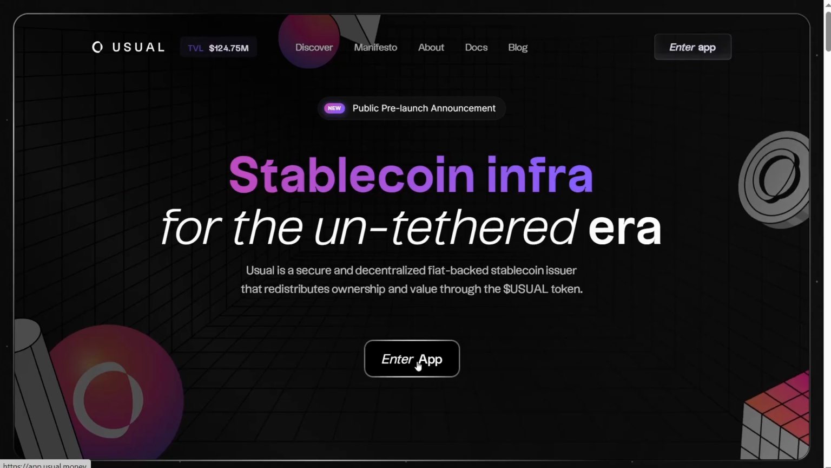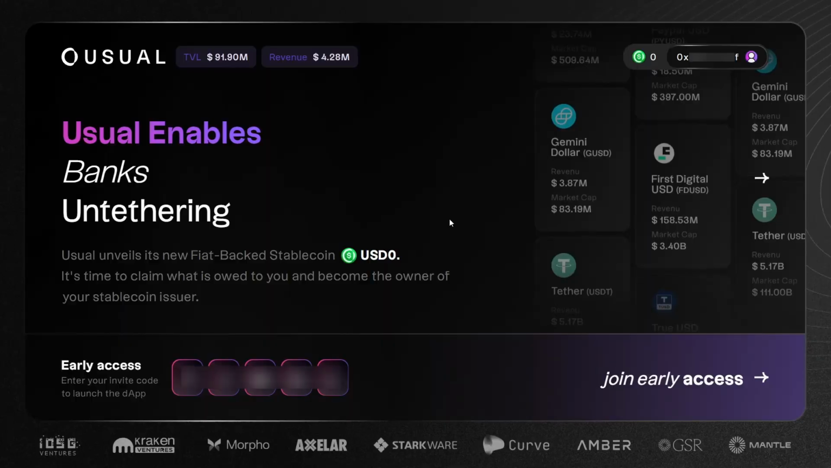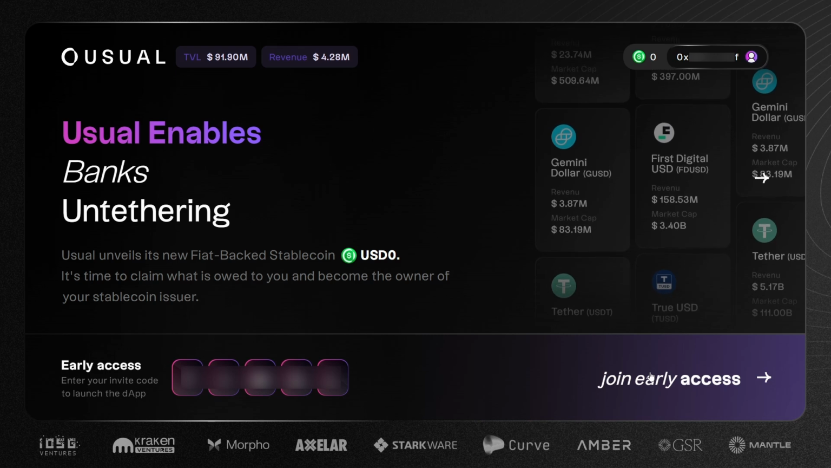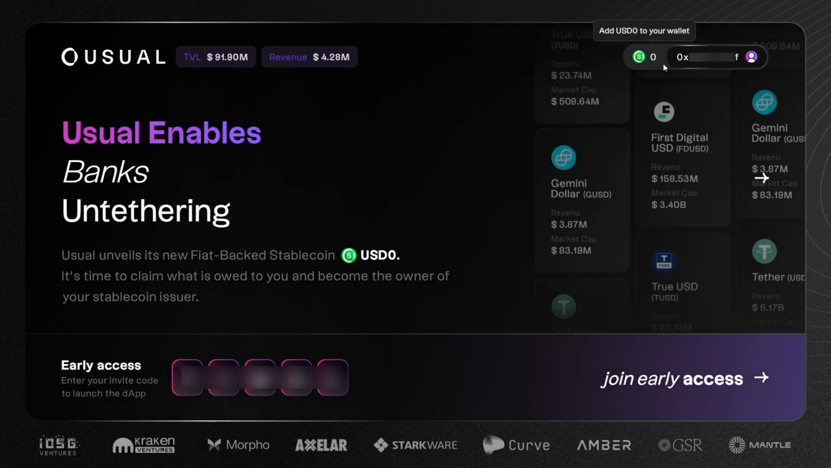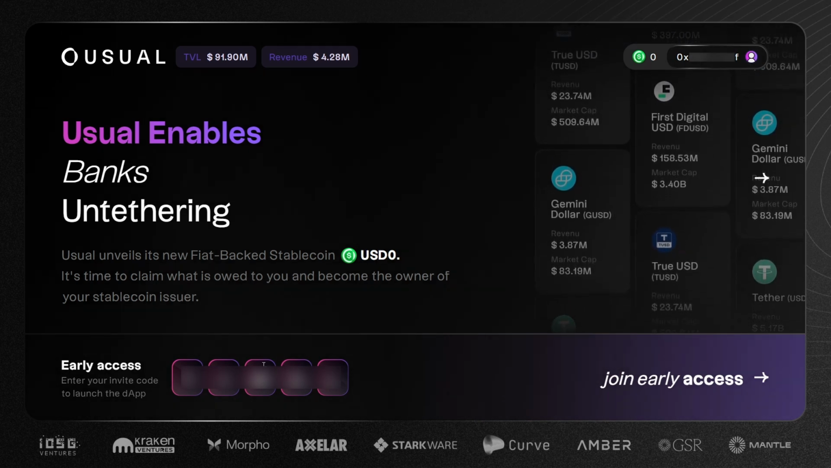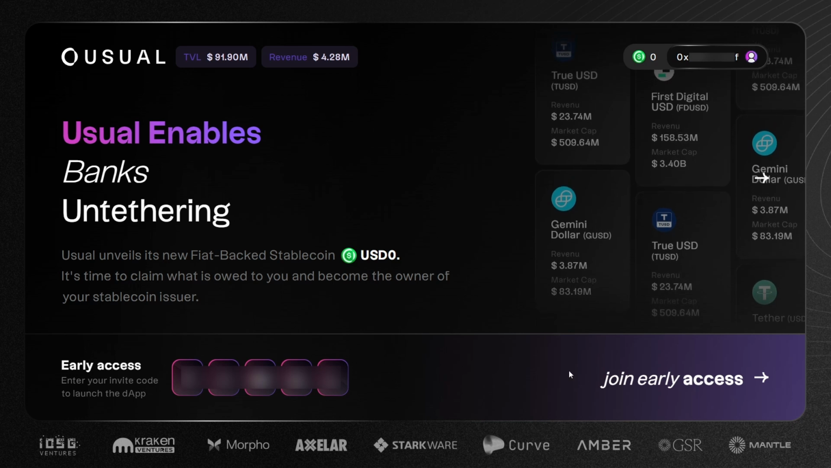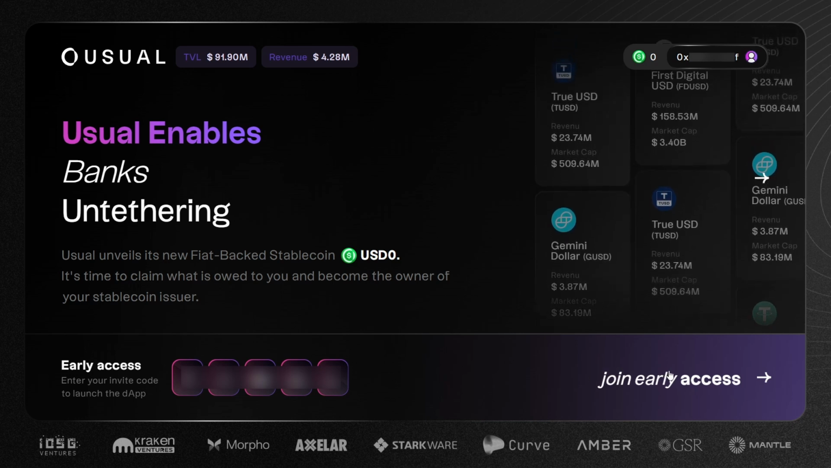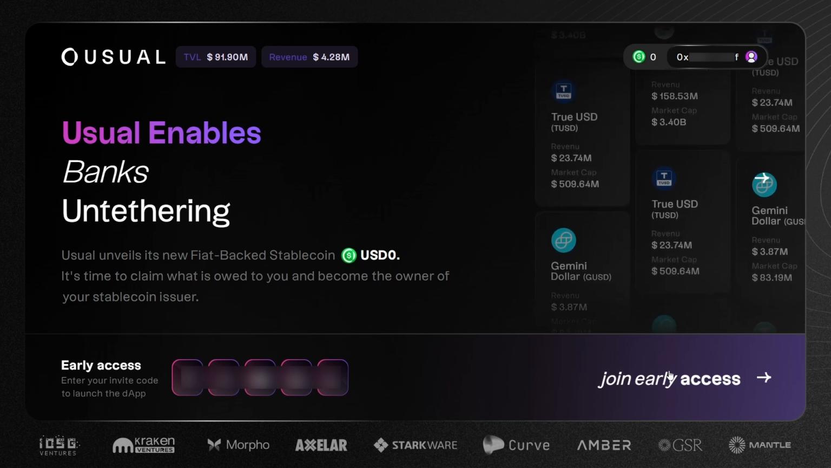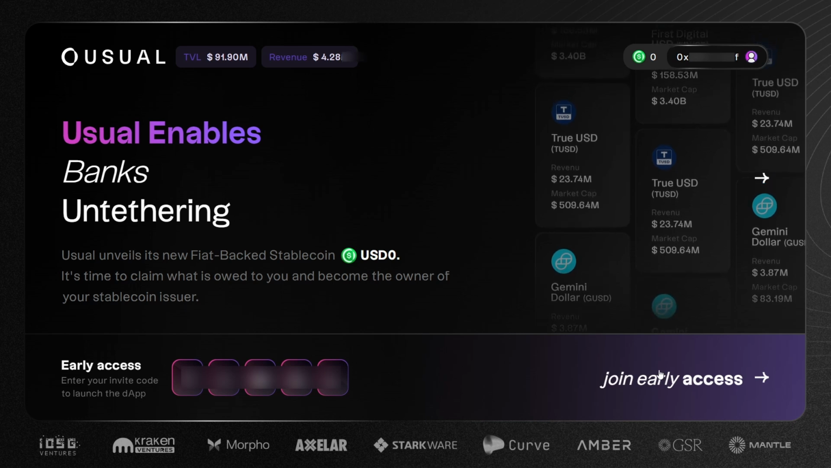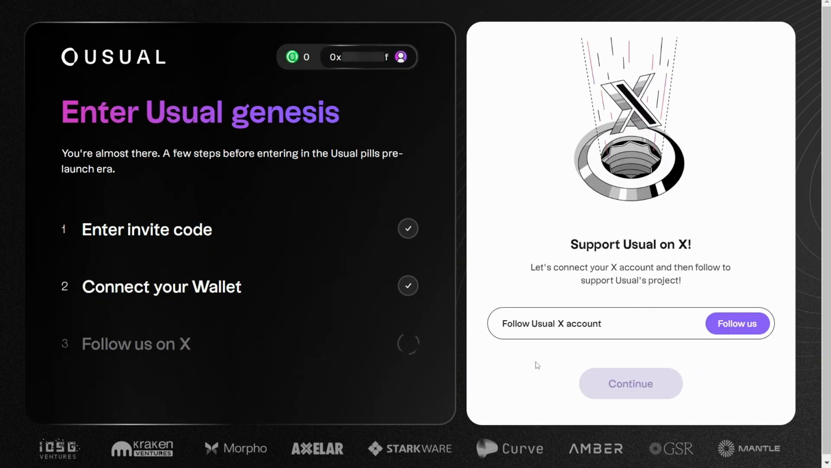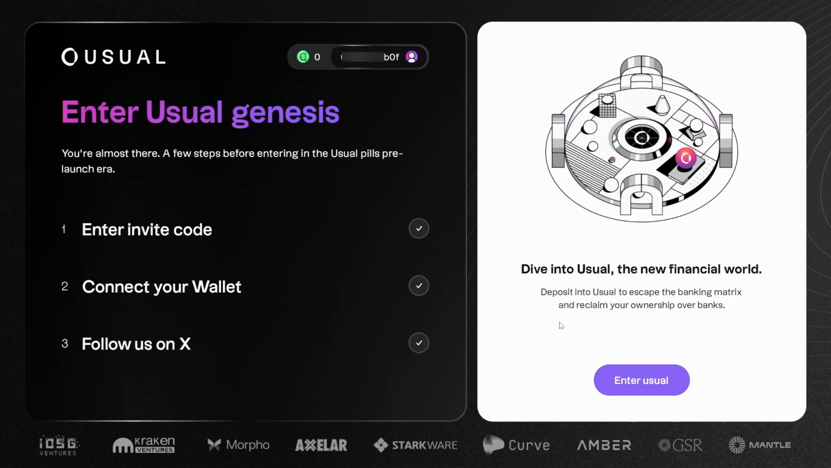Click on Enter App. And as usual, connect your wallet. You can still be an early user by entering the invite code. You can use my Usual invite code or link, which you will find in the description. Join Early Access. Follow Usual Money on X, then continue entering the app.